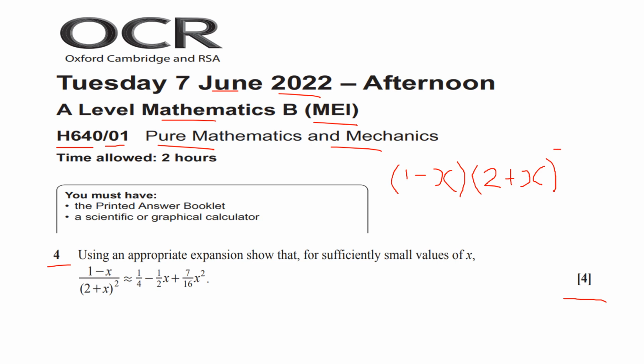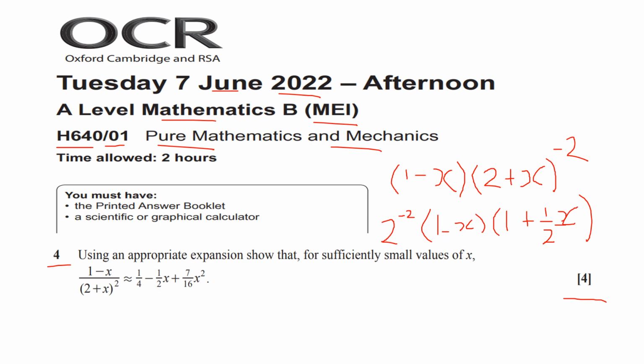The negative means 1 over. I'm now going to factor out a 2 to the minus 2. So I'm going to have 2 to the minus 2, 1 minus x, then close brackets and open brackets, 1 plus a half x, to the power of minus 2.